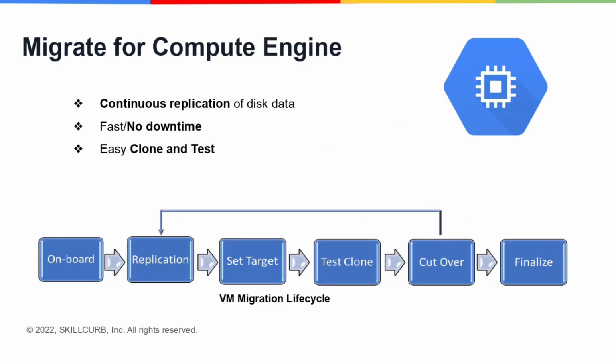Migrate for Compute Engine enables you to migrate your virtual machines from your source to target environments, for example, the Google Compute Engine, with minimal automatic modifications. It continuously replicates disk data from the source VM to the cloud. It has low latency transfer, and after the VM is migrated, you can clone and test and see if everything is working fine. All migration tasks can be performed easily on the Cloud Console.